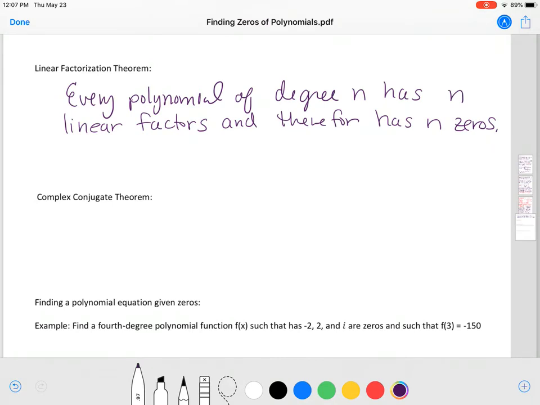Now, some of them might be repeats if you have a multiplicity of 2 or 3. But if you include those multiplicities as separate zeros, then you're going to have the same number of zeros as the degree of your polynomial. So if you have a degree 5, you should have 5 zeros. One of them might have multiplicity of 2, so you count it twice, but when you add them all up, you should have 5. And that's what the linear factorization theorem is saying.